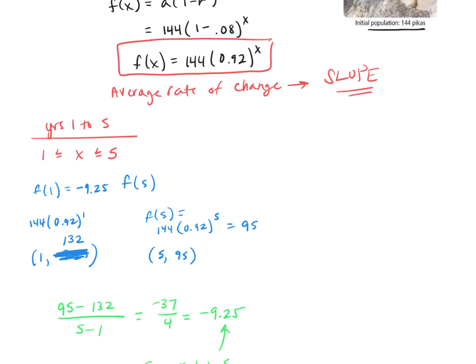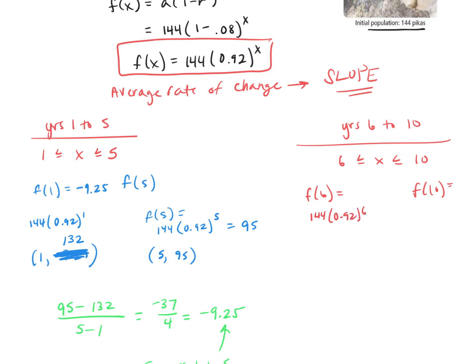Okay, so now we have to do the same thing, but this time we're going to find for years 6 to 10. So same idea, that means that 6 will be our smallest x all the way up to a 10. So we need to find f of 6 and f of 10. So f of 6, we just take a 6, we plug it in here, we do this math. So that would look like 144 times 0.92 to the 6th power. When we do that, we get 87. So there's an ordered pair.